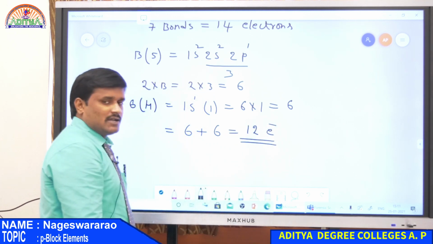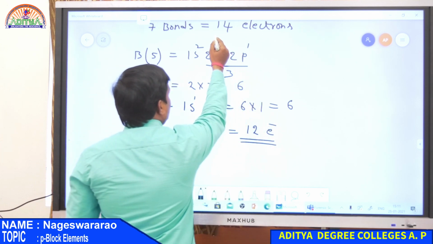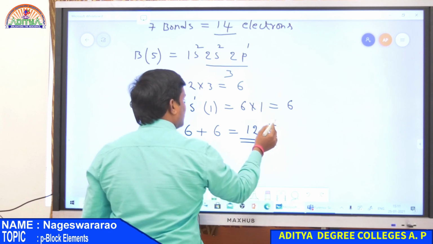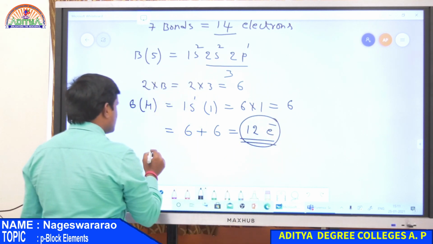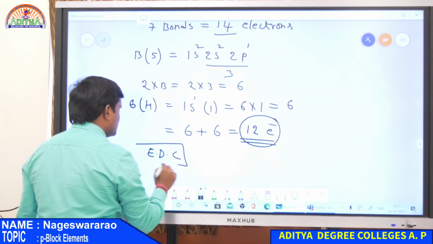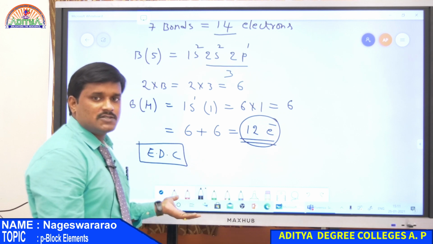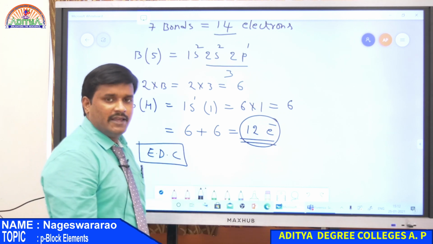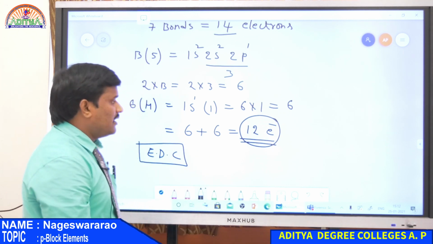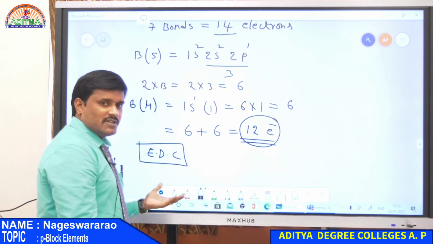There are only 12 electrons, but there are 7 bonds. Therefore, they require 14 electrons, but it only has 12 electrons. That is why this is an electron deficient compound, EDC. So a compound not having enough electrons required for bonding is known as an electron deficient compound. So here diborane is an electron deficient compound.